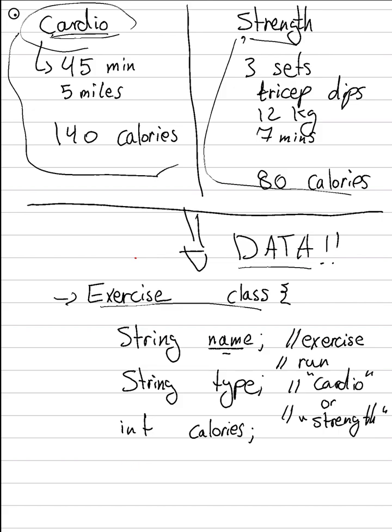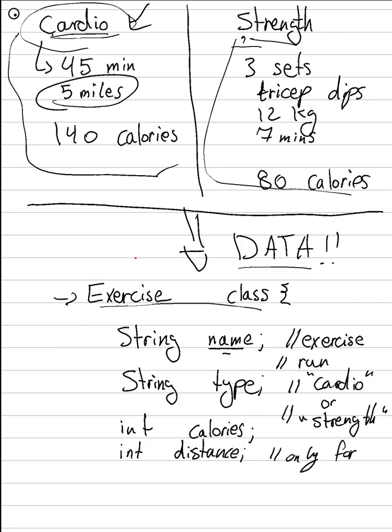Then there's going to be the distance that you have run, for example. For the distance, let's say it's also an integer. The distance only makes sense for cardio exercises, right? If you're doing tricep dips, it doesn't really make any sense. Yes, only for cardio. What else is important?